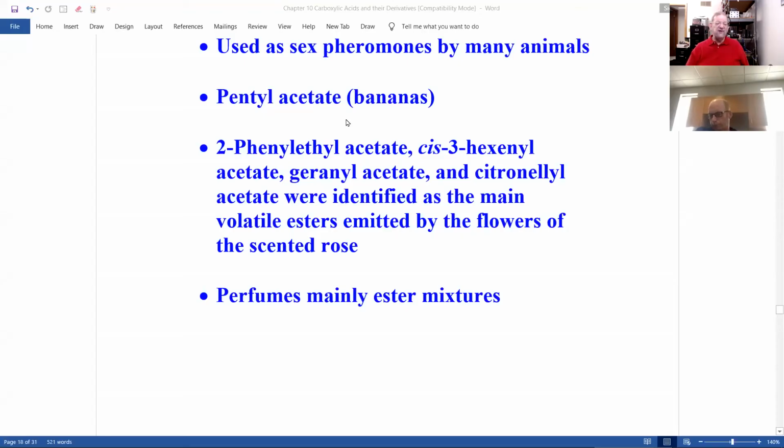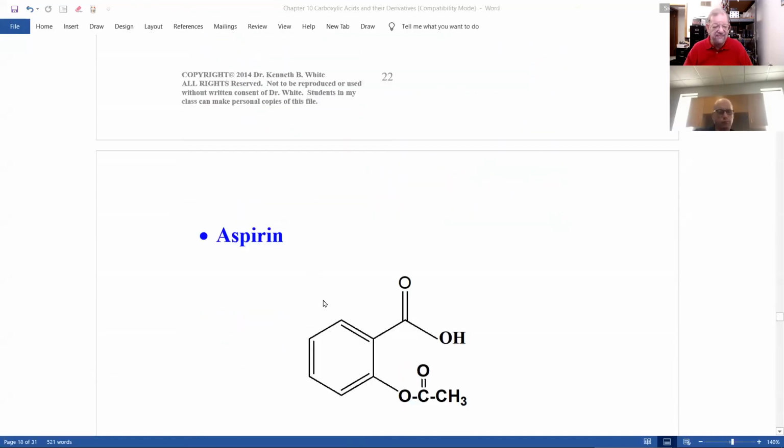And if you look at a rose, it's made up of all these different esters, volatile, meaning you can smell it. And Mother Nature, like I said, is an amazing organic chemist. And like I said, perfumes are mainly mixtures of esters.